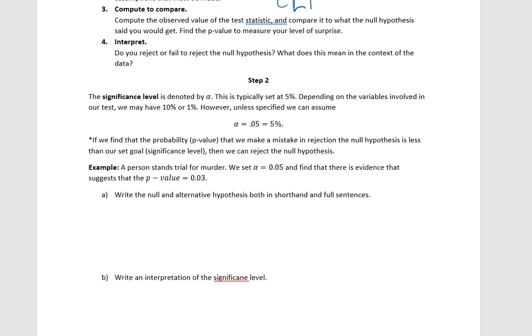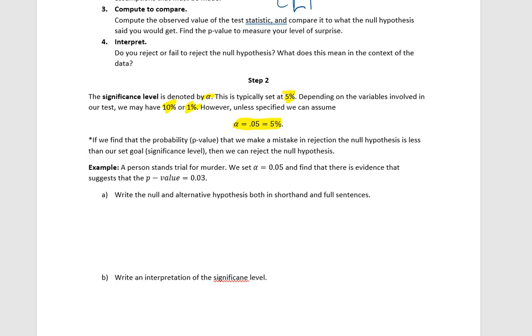So the second step is we're going to choose the significance level. So remember, the significance level we denote by alpha, and we typically set that to 5%. So there's a 5% chance that we make an error. So we say alpha equals 0.05, or that's the same thing as saying 5%. Remember, we can set it to 10% or 1% depending on the situation.